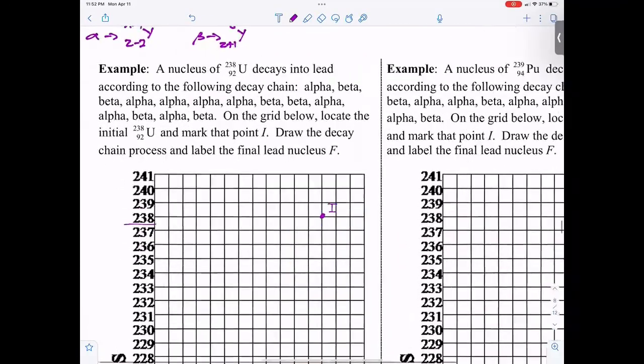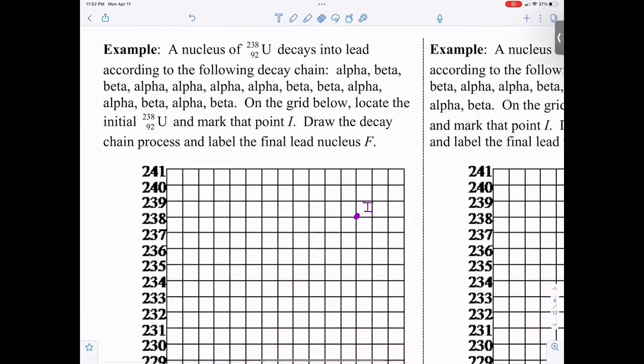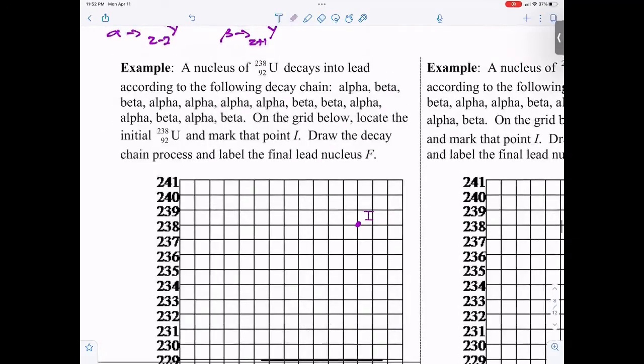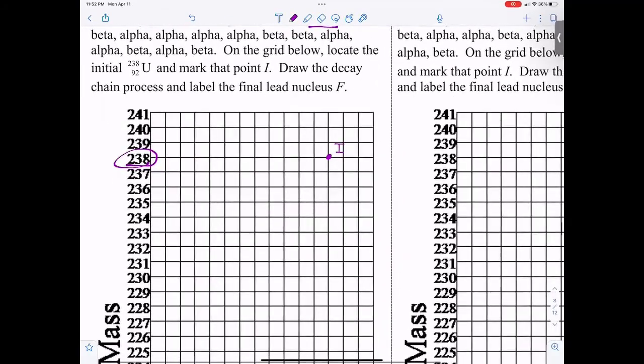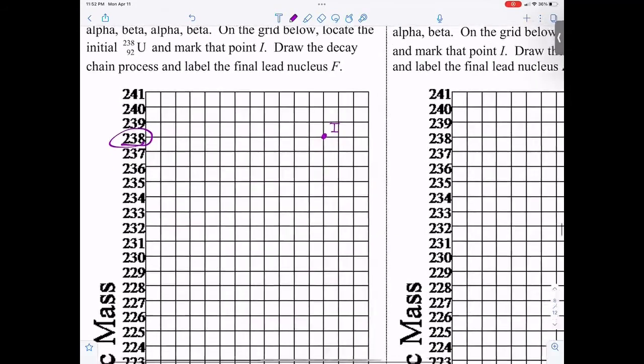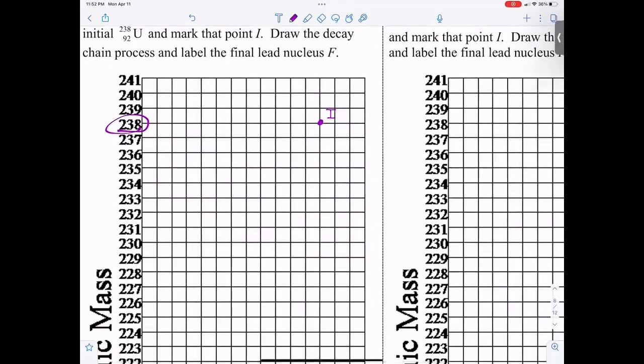Okay, so let's actually try this one at a time. I'm going to start with an alpha decay. So an alpha decay means I start with 238 and I have 4 less mass. 238 minus 4 puts us down to 234, and it's going to have 2 fewer protons. So that would be down 1, 2, 3, 4, and over 1, 2.